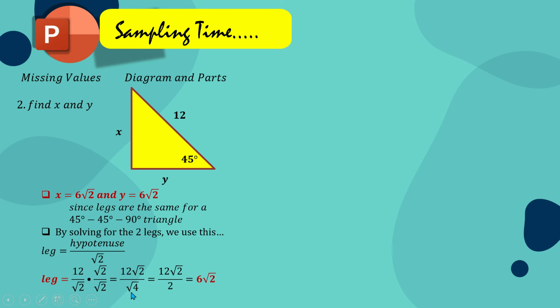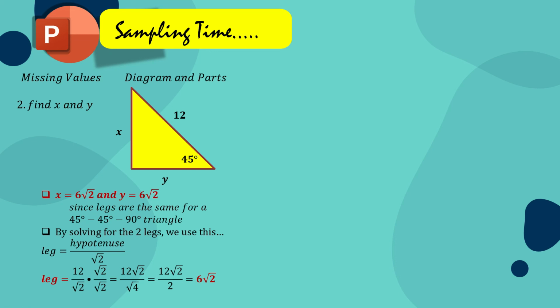While the denominator square root of 4 can be simplified. Why? Square root of 4 is equal to 2. It's a perfect square, meaning 4, right? The root of 4 is 2. It can be simplified further because 12 is divisible by 2. So 12 divided by 2 is 6 square root of 2, which is representing our two legs. So the answer for x and y is 6 square root of 2, given the hypotenuse, which is 12.